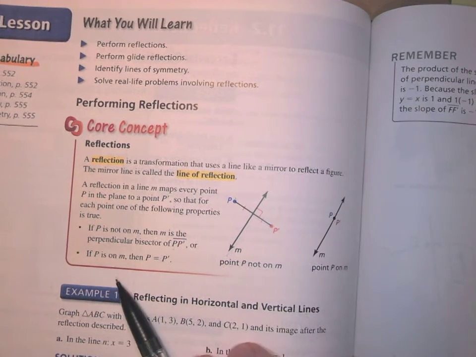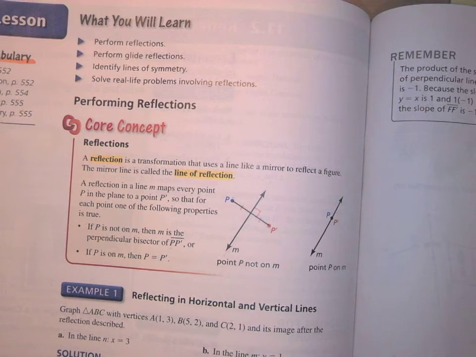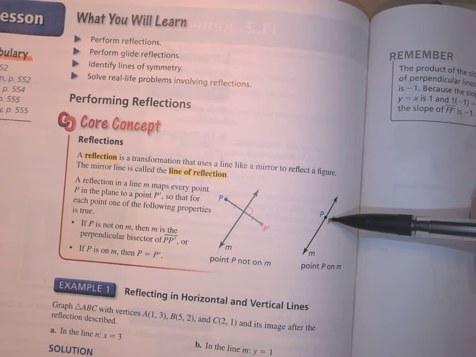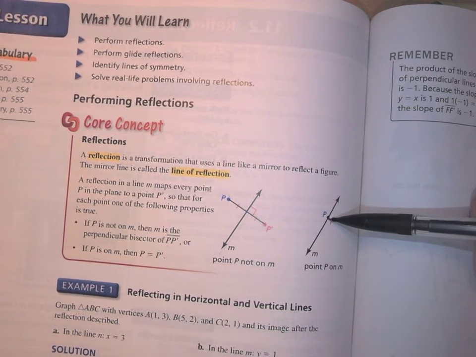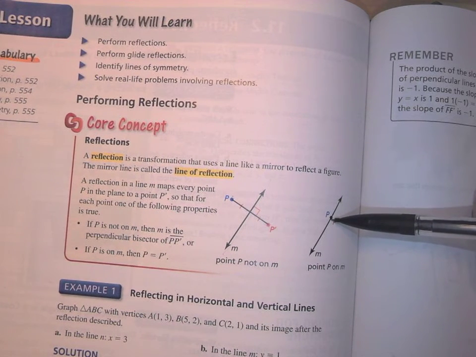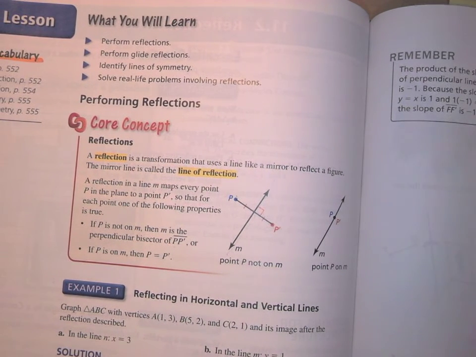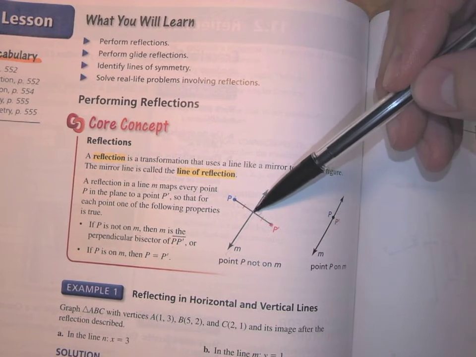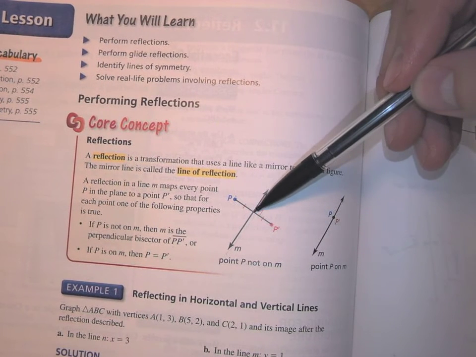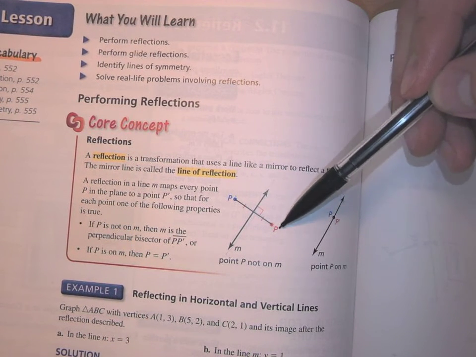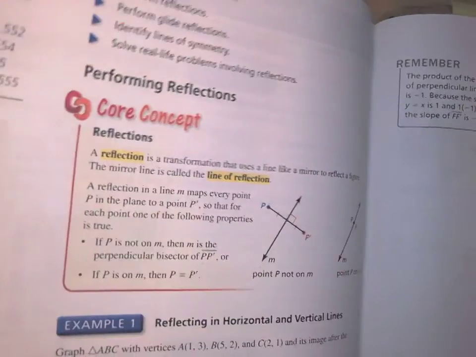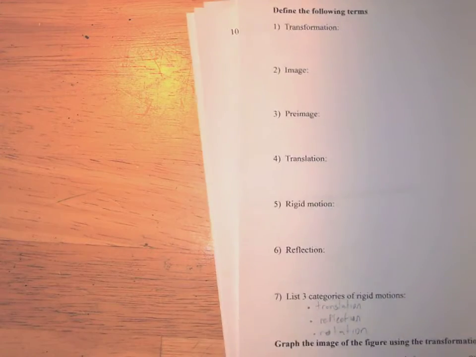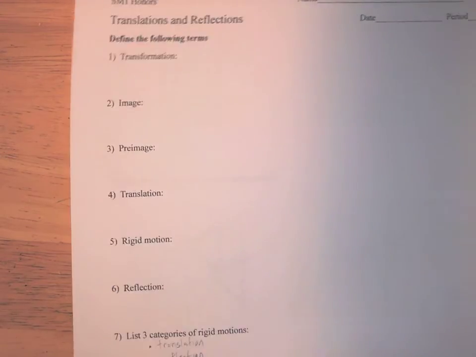Okay? If P is on M, then P equals P prime. What that means is, imagine that you're standing with your nose on the mirror. Then in your reflection, your nose is also on the mirror, and it's almost like your reflection is touching you. They're in the same spot. So that's what that means. But this idea that the distance from the point to the mirror is the same as the mirror to the image is going to be an important idea for us. Okay, let's get into some problems.